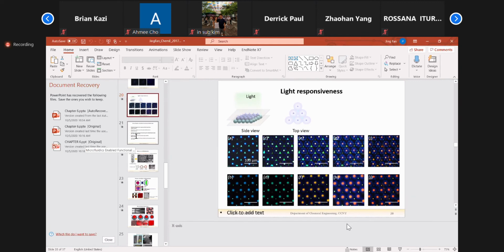Yeah, the color depends on the energy you absorbed. So it changes from blue all the way to red, and then if you shine another type of light, a different wavelength, the color can change back from red to blue. So this process can repeat many times.